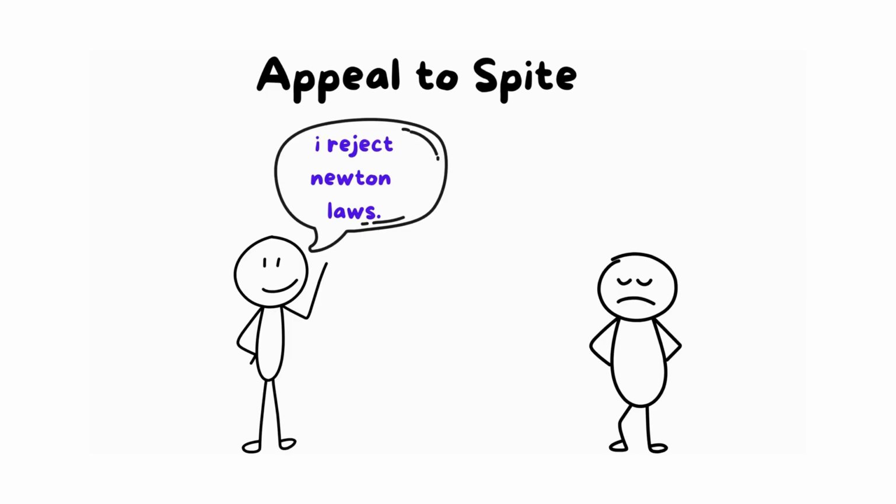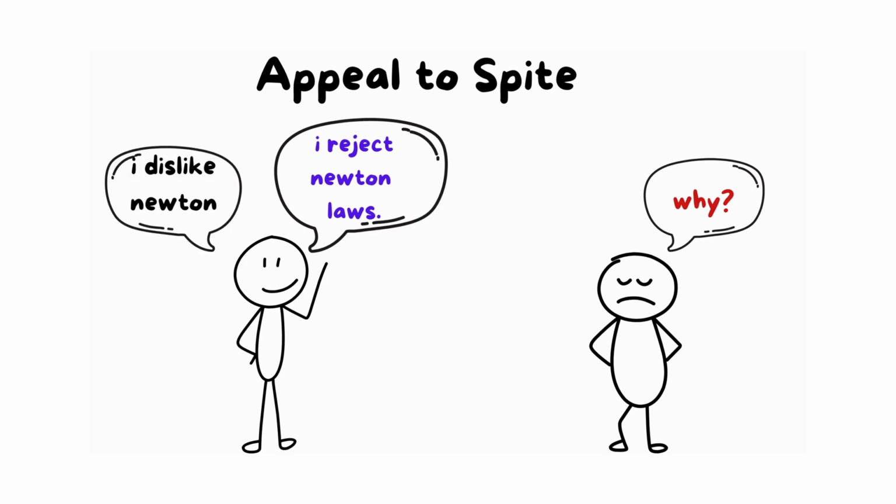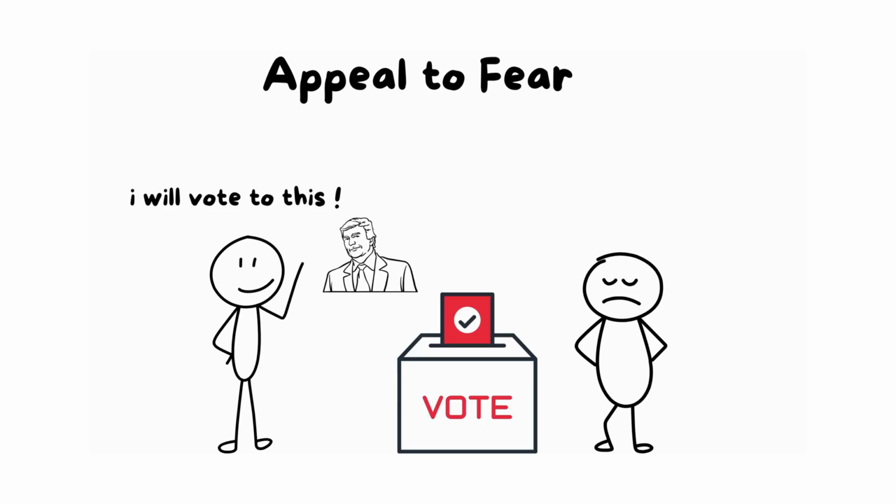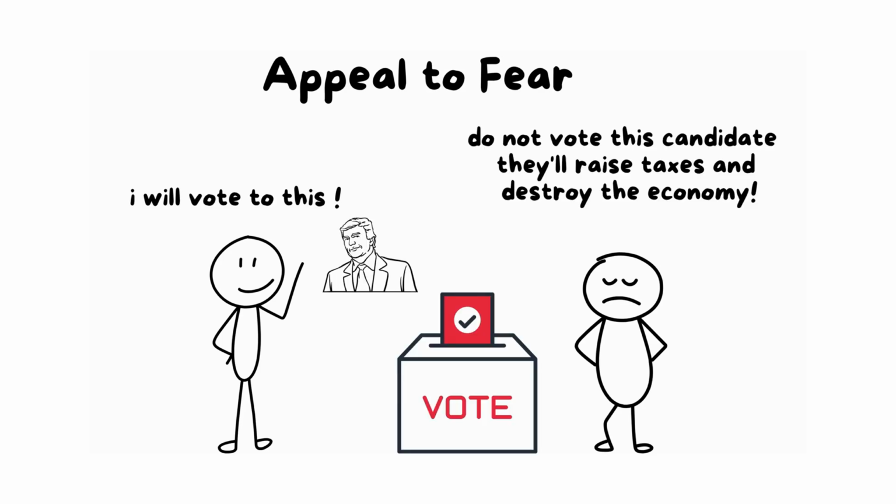Appeal to spite. This happens when someone argues for or against a claim based on their dislike or spite for the person making the claim. Appeal to fear. This occurs when someone tries to persuade others to accept a conclusion by arousing fear or panic.